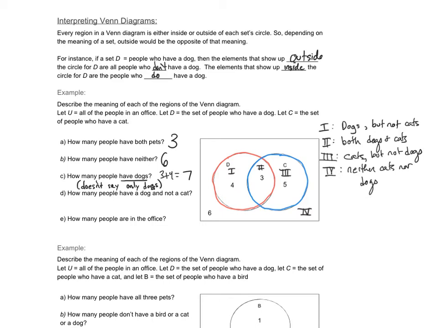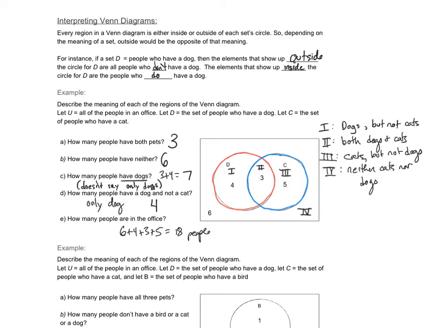Now, how many people have a dog and not a cat? That's going to be this one. And you could also call that only the dog. In other words, that would be the 4 people. And if we want to find out how many people are in the office, then we can simply add up all the people, because we're going to assume that everybody in the office is represented here in the universal set. So we have 6 plus 4 plus 3 plus 5, which is equal to 18 people.